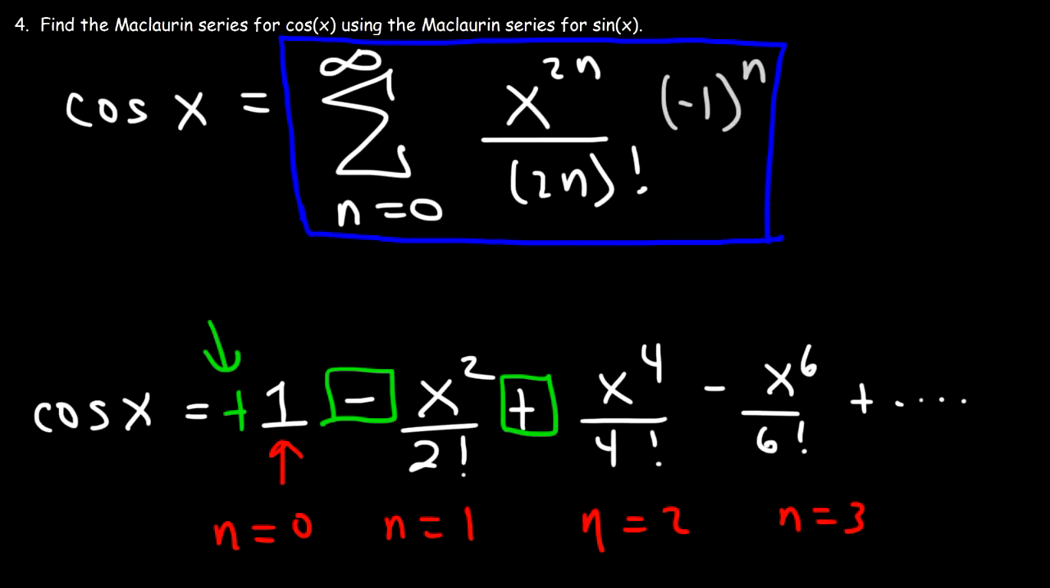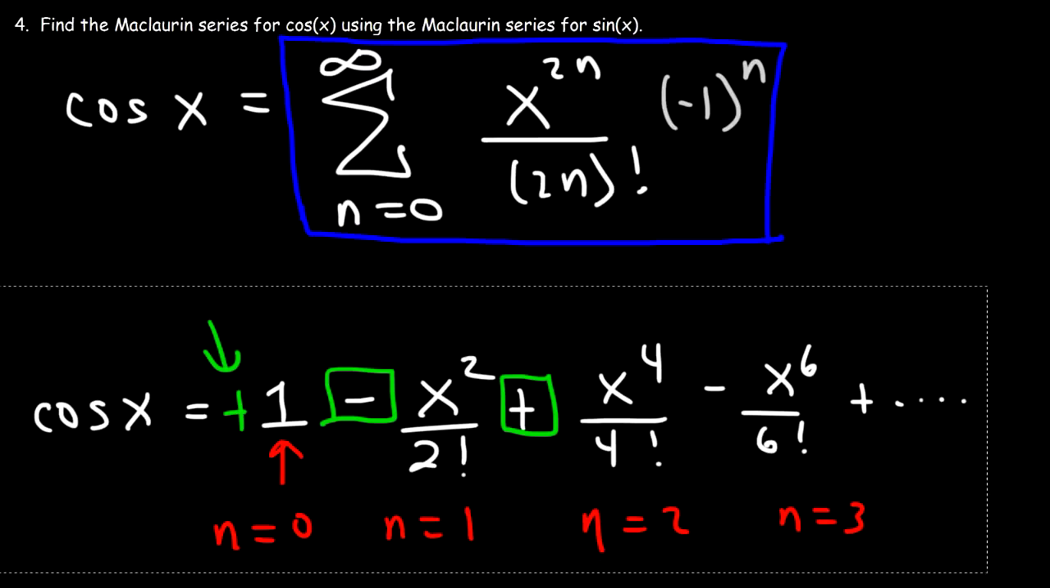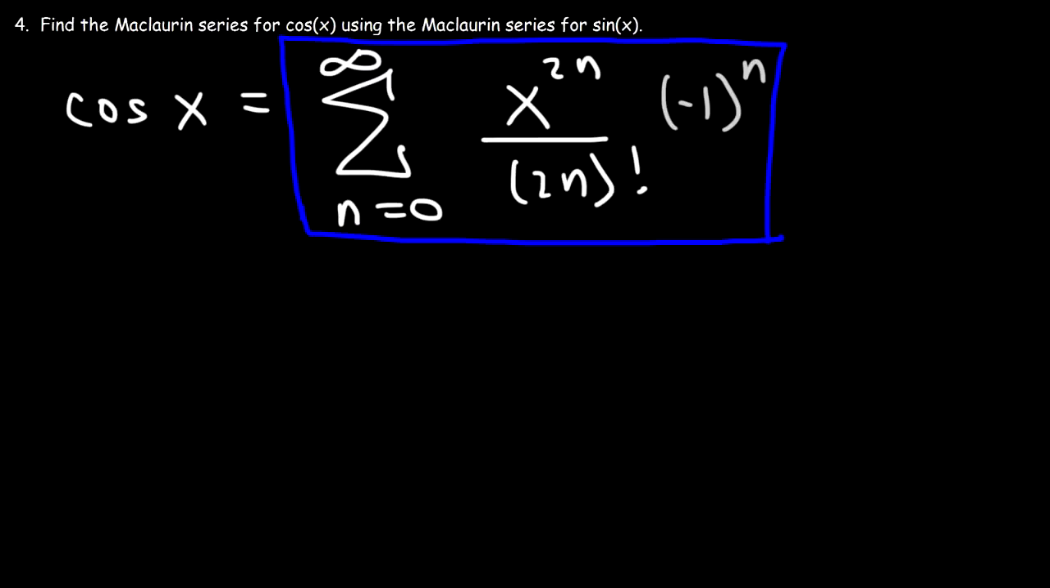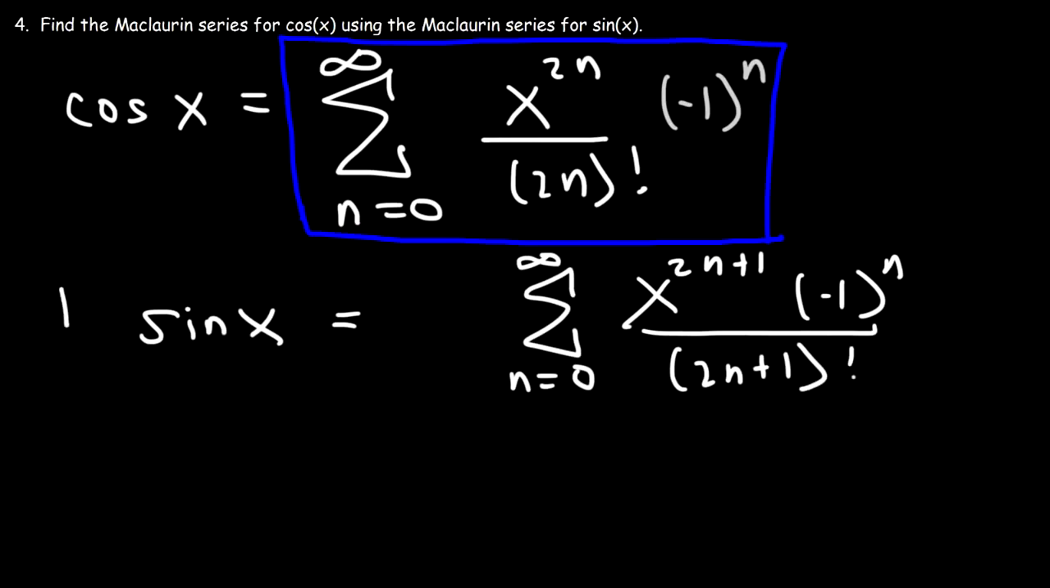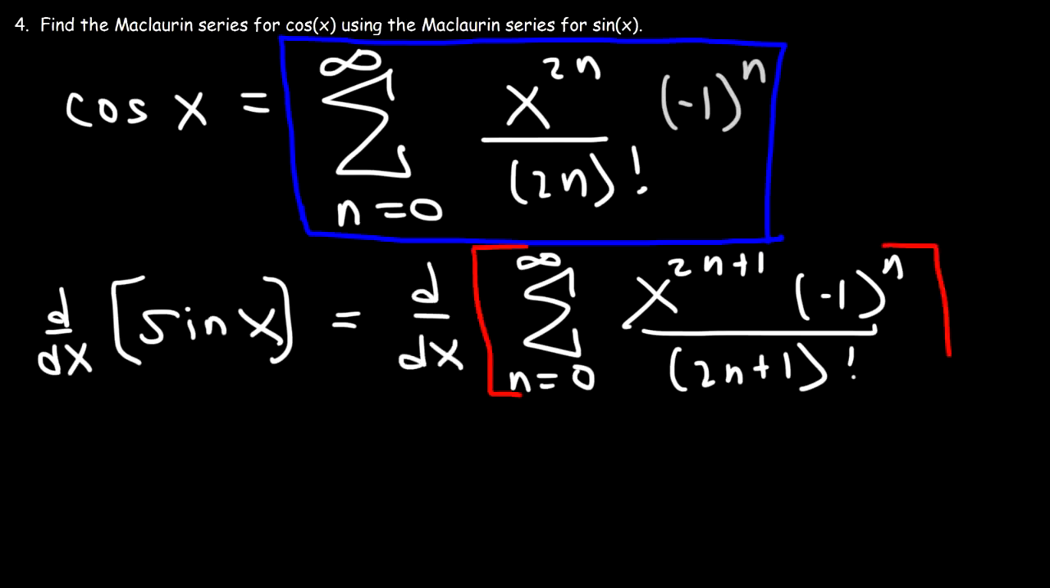Now, there's another simpler way of getting the same answer. I'm going to show it to you. So we're going to start with this expression, sine x, which we said was the series from 0 to infinity of x to the 2n plus 1 times negative 1 to the n divided by 2n plus 1 factorial. So all we need to do in this example is take the derivative of both sides. So the left side is going to become cosine x. Now what about the derivative for the right side?